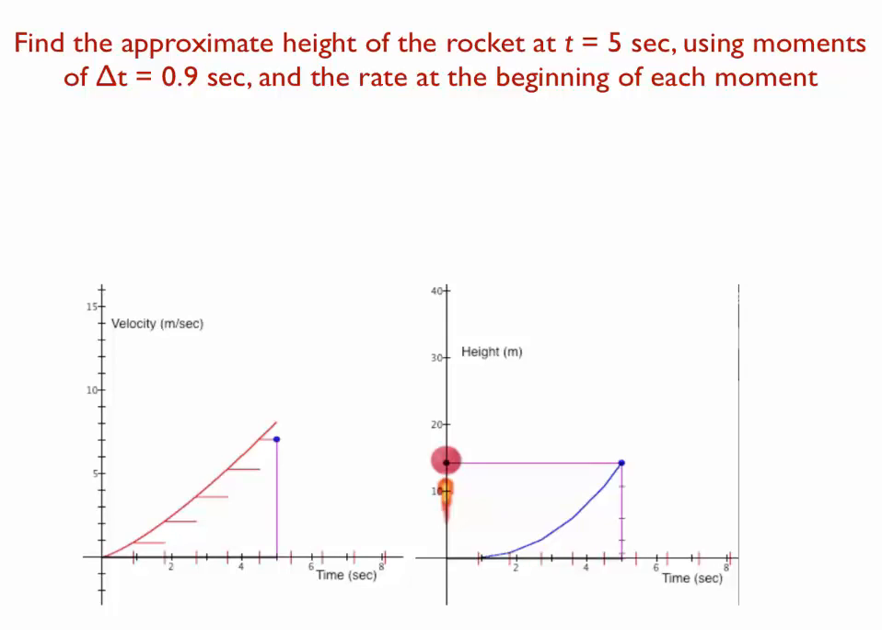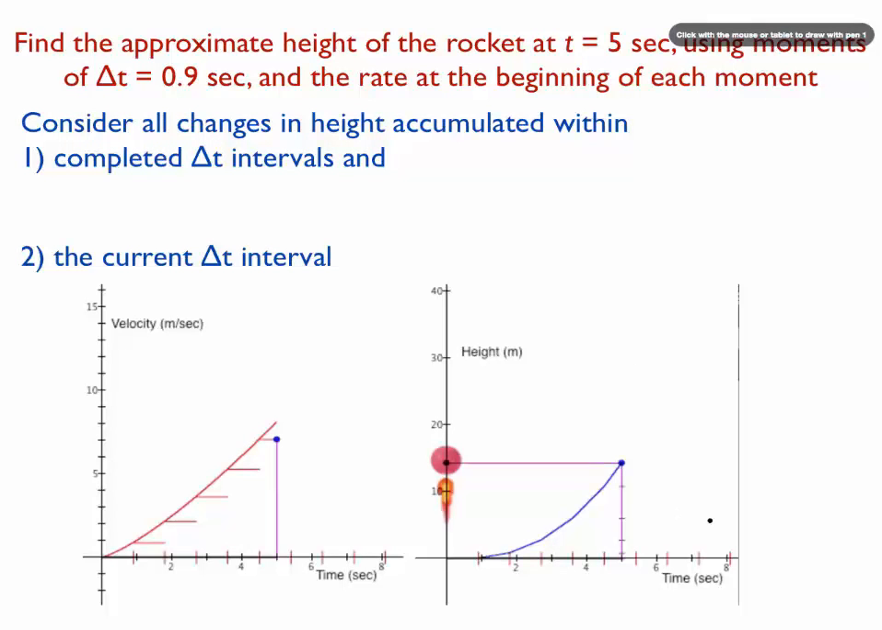So we want to use the principles we've learned so far to approximate the height of the rocket at t equals 5 seconds. So that's what I'm showing right here. I'm showing t equals 5. And we want to approximate the height of the rocket at that time. Well, that means we have to consider two different things. We have to consider all changes in height accumulated within all the completed delta t intervals before t equals 5, and then there's a little more change in height in the current delta t interval.